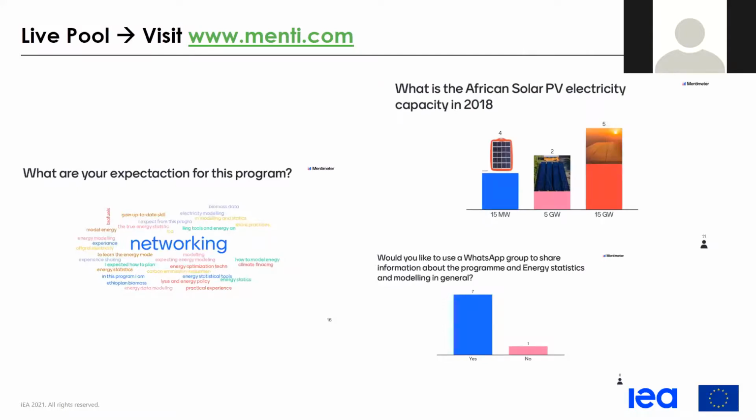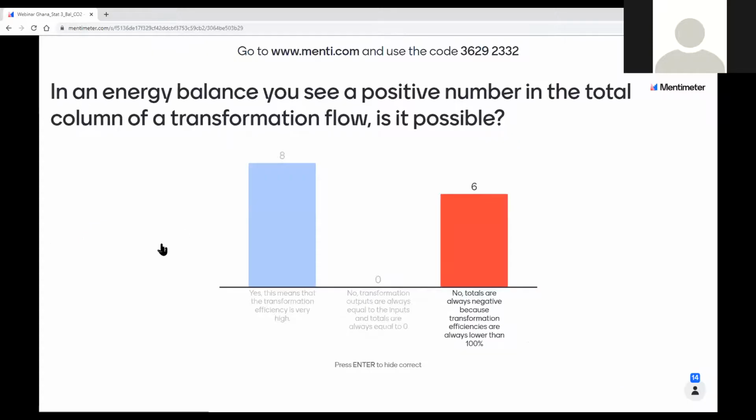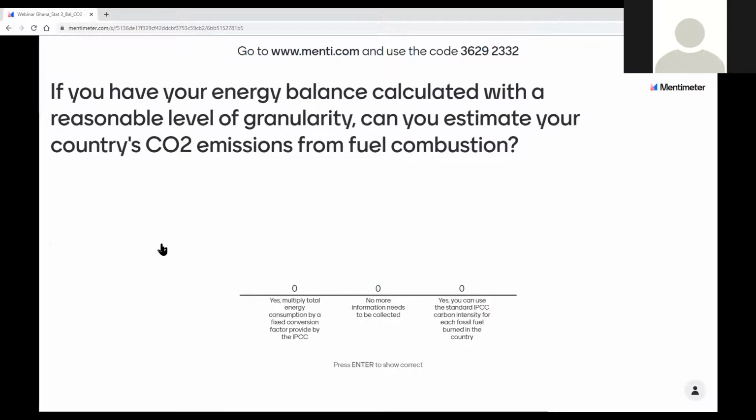Before we look again at the presentation, let's do a quick Menti question. I will share. So that was the last question. Please connect to www.menti.com and use the code 36 29 23 32. So the code is 36 29 23 32.